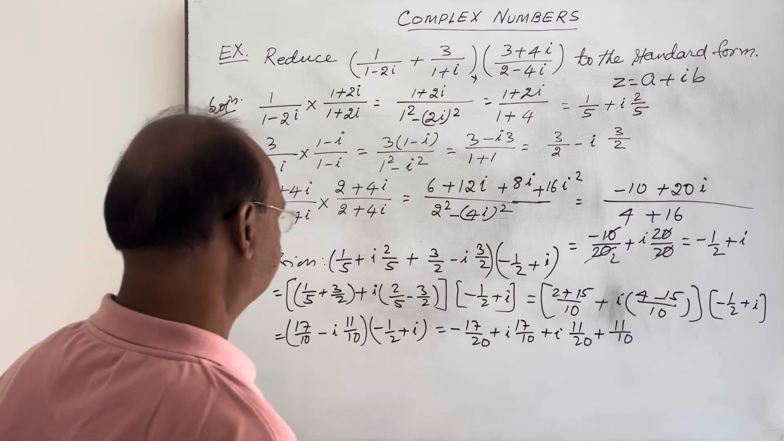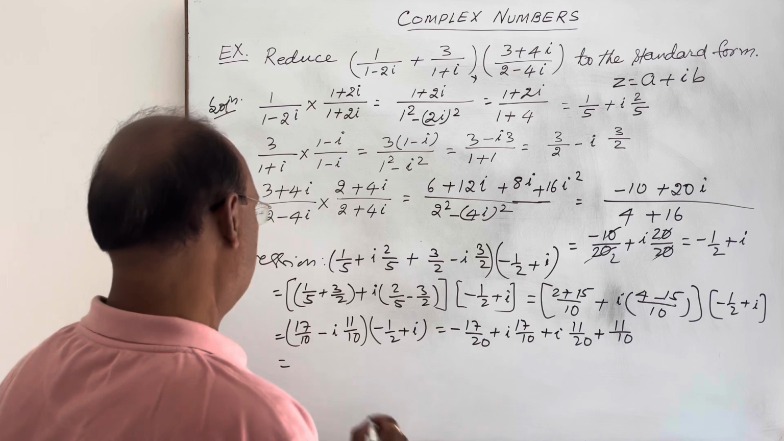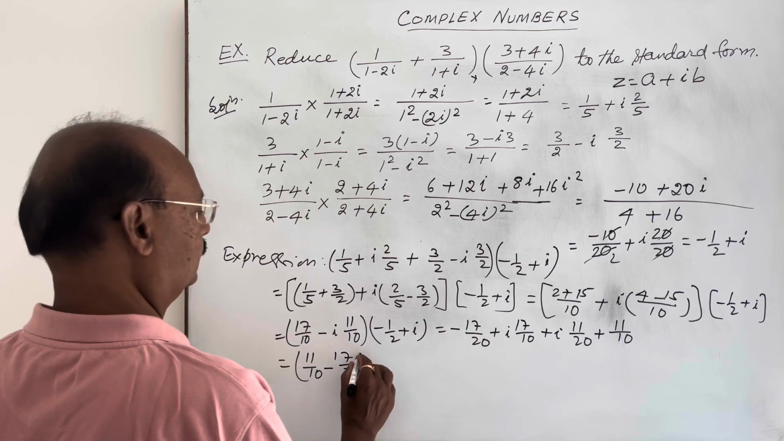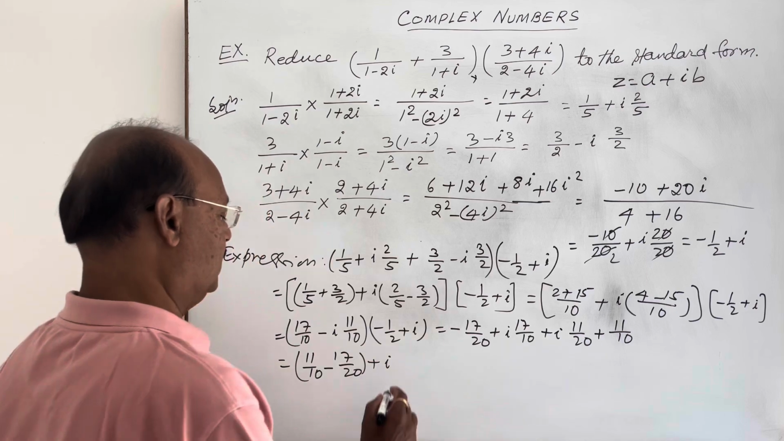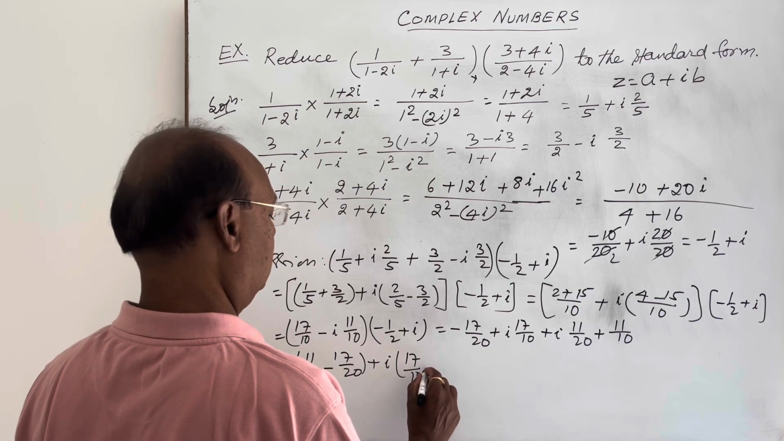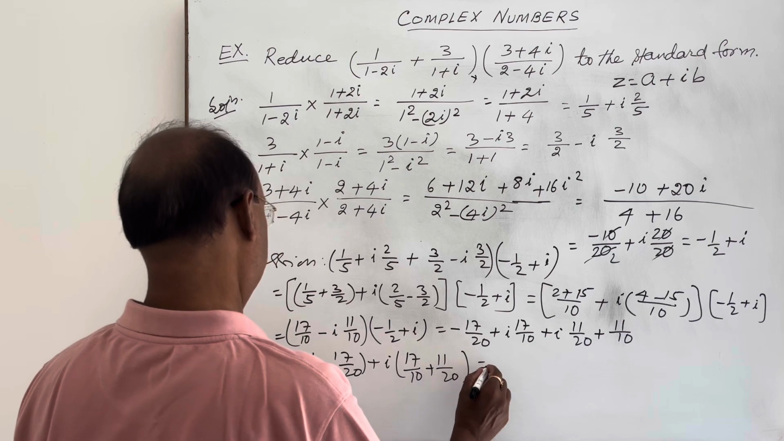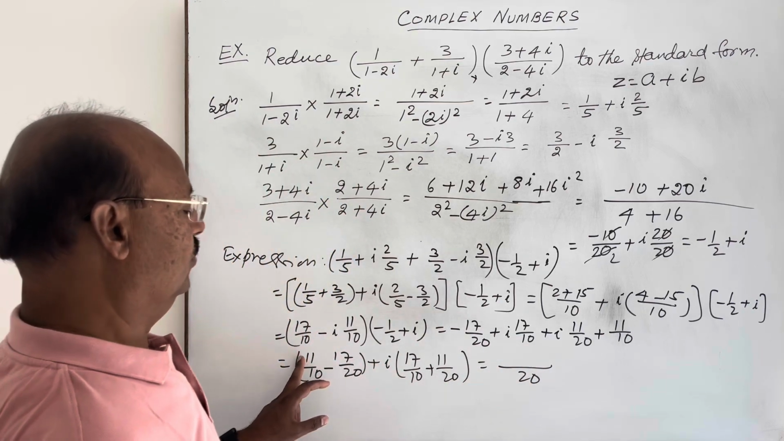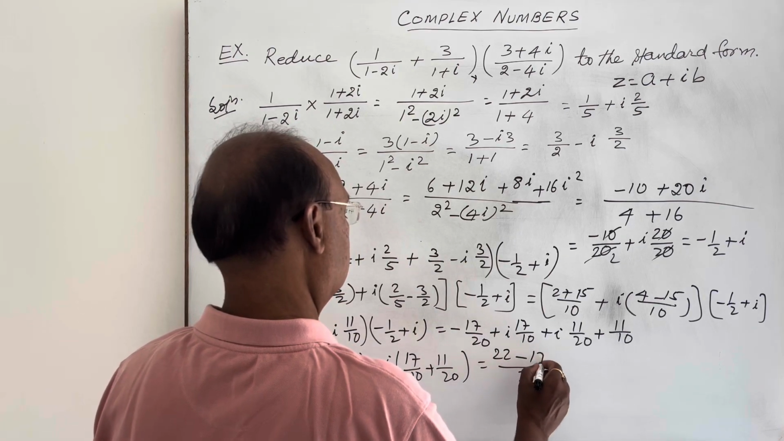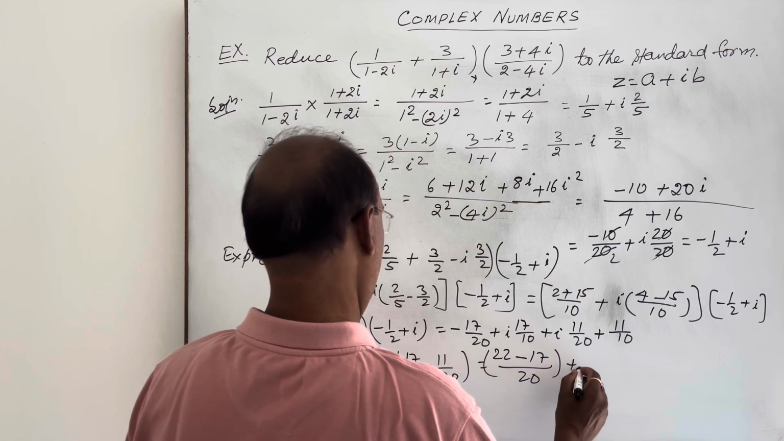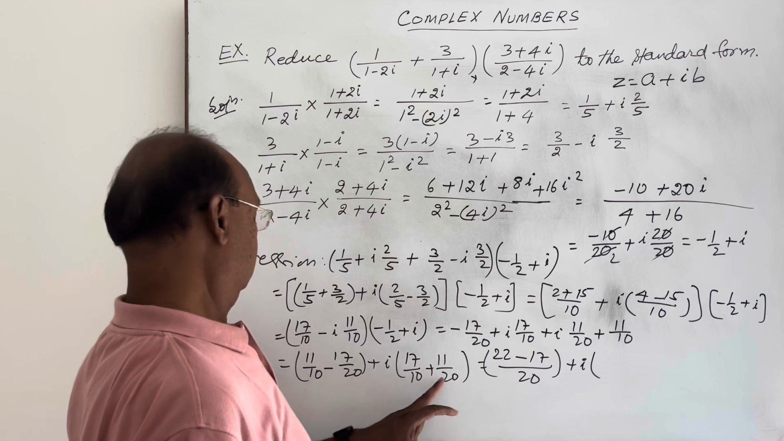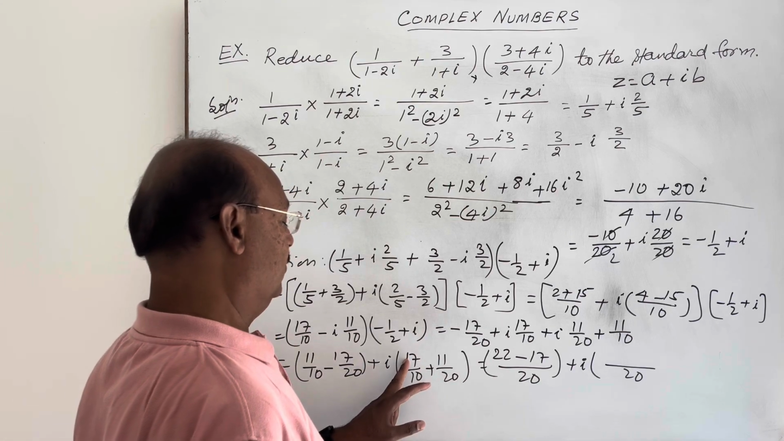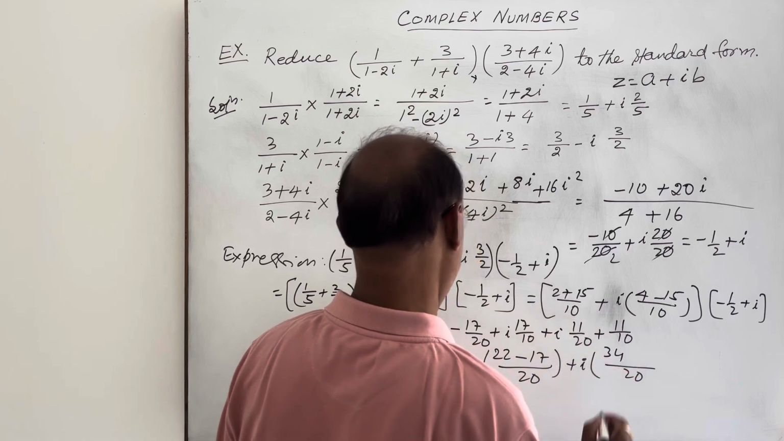Now simplify it further. This is 11 by 10 minus 17 by 20, plus we will take i common from these two terms, 17 by 10 plus 11 by 20. Here the LCM will be 20. 10 2s are 20, 11 into 2 is 22, minus 17, plus i into, here also the LCM will be 20, 10 2s are 20, 17 into 2 is 34, plus 11.